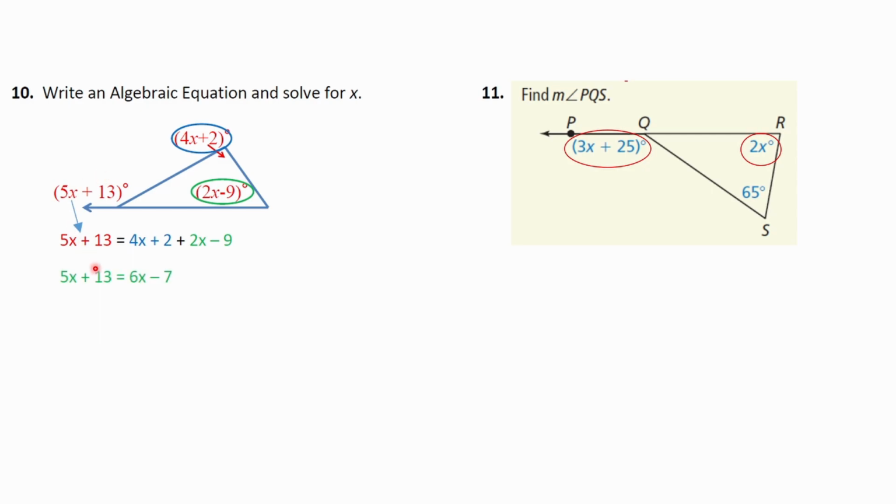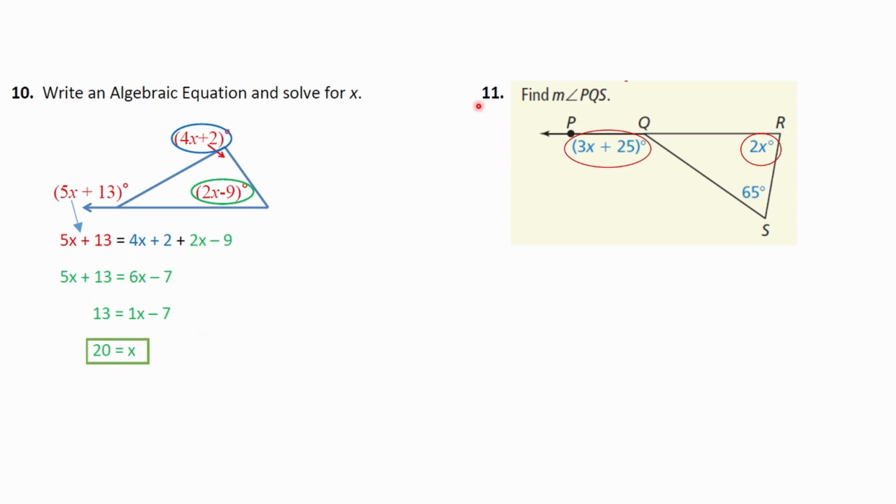And then with some algebra manipulations here, on the right side I can combine my like terms of 4x and 2x to get 6x. 2 and negative 9 make negative 7. Next, I can subtract 5x from both sides. Not the only way to do this, but this is the way that I chose to do it. And I get 13 on the left over is equal to 1x, or just x, minus 7. And then add 7 to both sides, and I get 20 is equal to x.